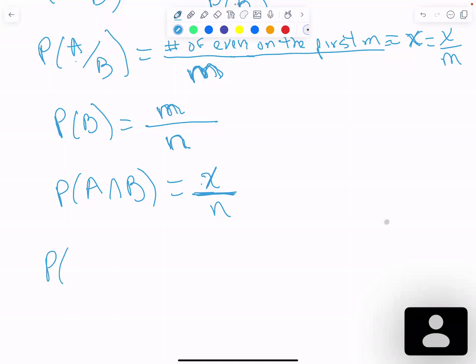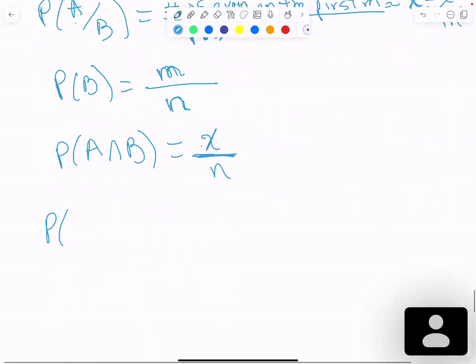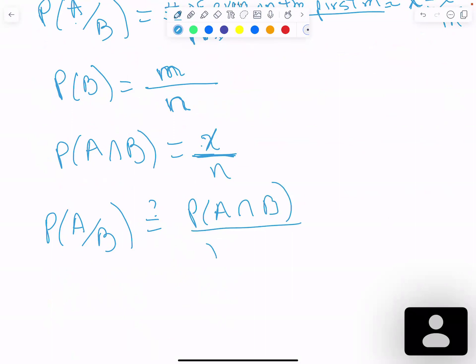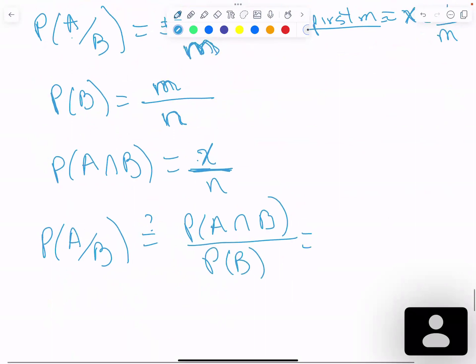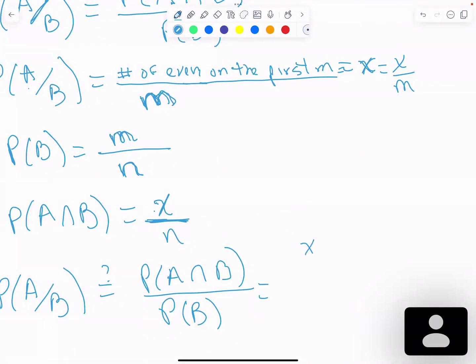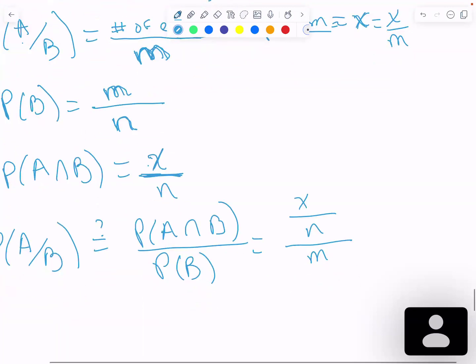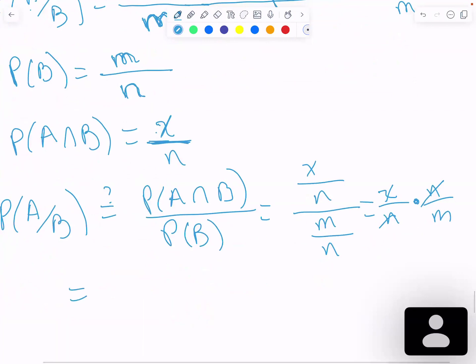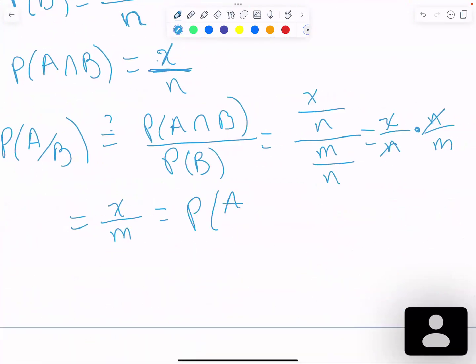Probability of A given that you are in B, question mark, is the probability of A and B divided by the probability of B. Let's see if this is true. The probability of A and B is x over n, divided by the probability of B by itself, which is m over n. This is multiplied by the reciprocal: x over n times n over m. The n's cancel, and we get x over m, which is the probability we had in the first place, the probability of A given B.